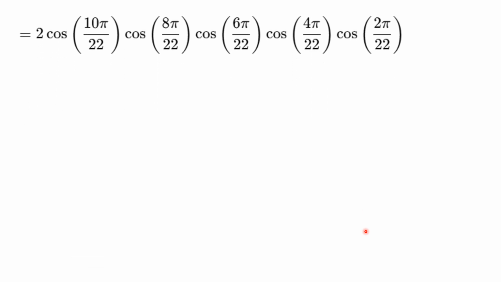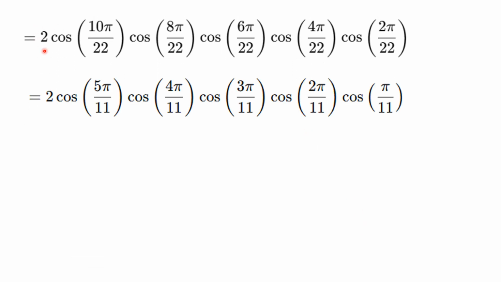Reducing the fractions to lowest terms, we get 2 cos of 5 pi by 11, that is 10 pi by 22 becomes 5 pi by 11, and 8 pi by 22 becomes 4 pi by 11, and 6 pi by 22 becomes 3 pi by 11, and 4 pi by 22 becomes 2 pi by 11, and 2 pi by 22 becomes pi by 11.